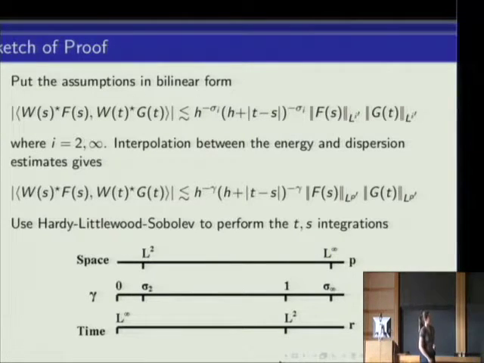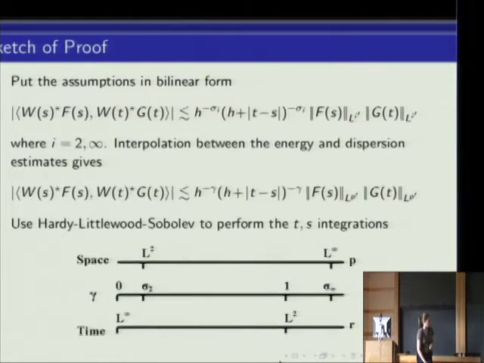So in fact, what we're going to do is just put an absolute value on the inner products and get estimates from that, and then do the T minus S integration. So here are the assumptions we've made, the energy and the dispersion assumption. Energy if I is equal to 2, dispersion if I is equal to infinity. Now when we have these, we can interpolate between them for every value of P between 2 and infinity and obtain an estimate of a similar form.